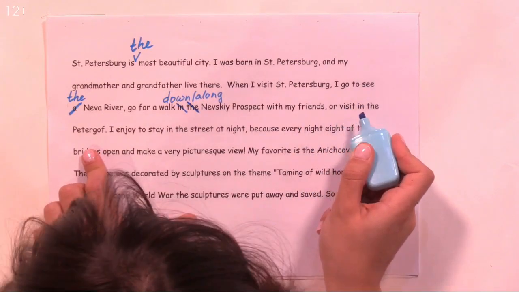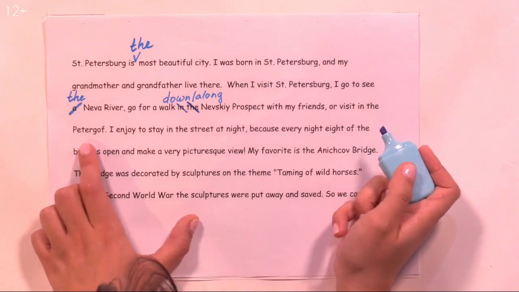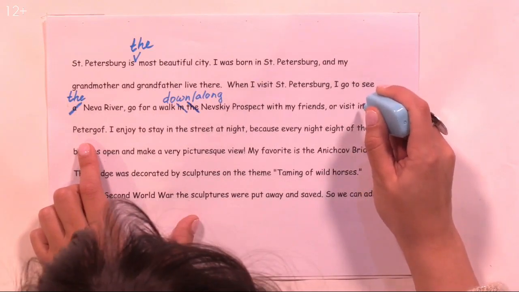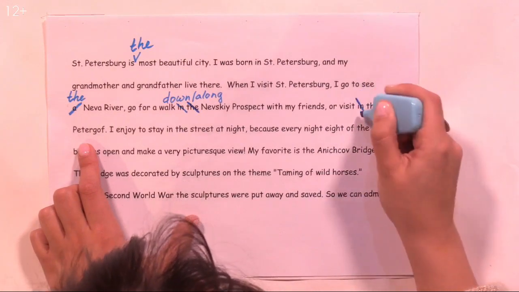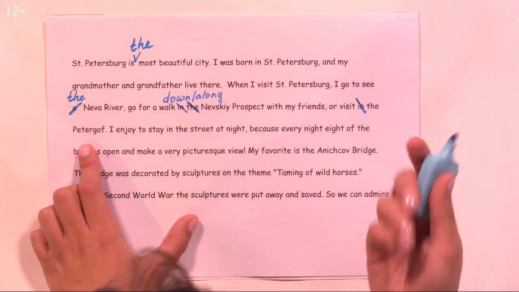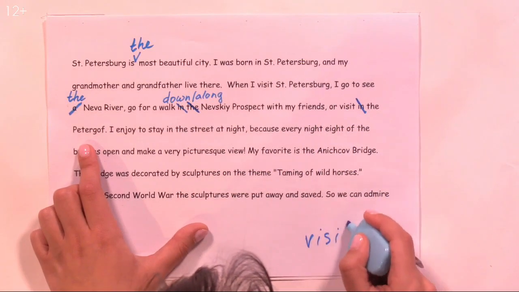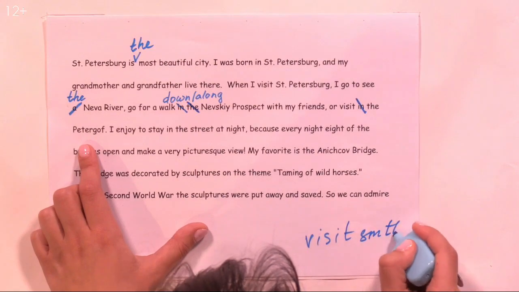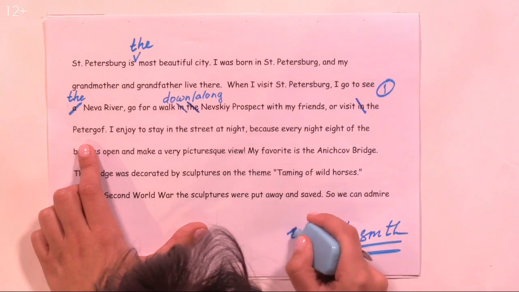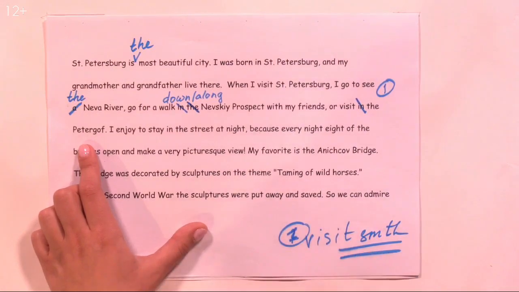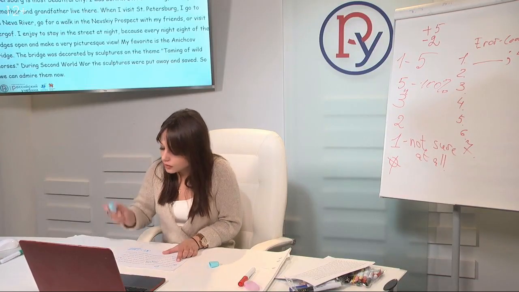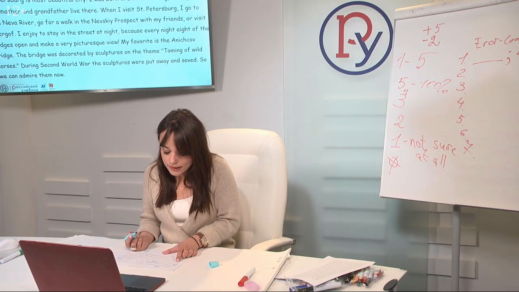So with my friends, or visit in the Petrogov. Obviously, we do not need this preposition in over here, right? We just visit something. We visit something. No preposition. It can be even a little metalinguistic comment for our learner, right? Just so he knows. And again, Petrogov is a proper name. We do not need the here, right? So we cross it out too.